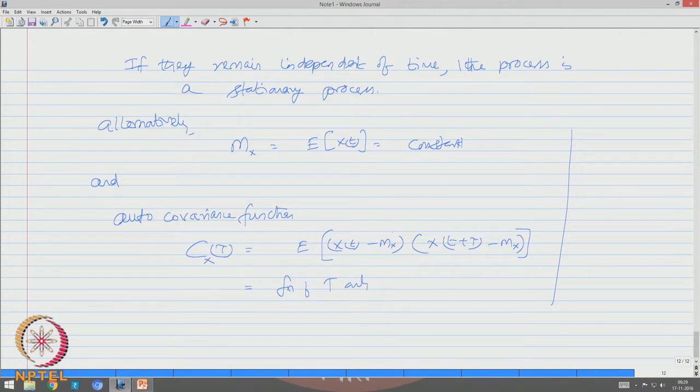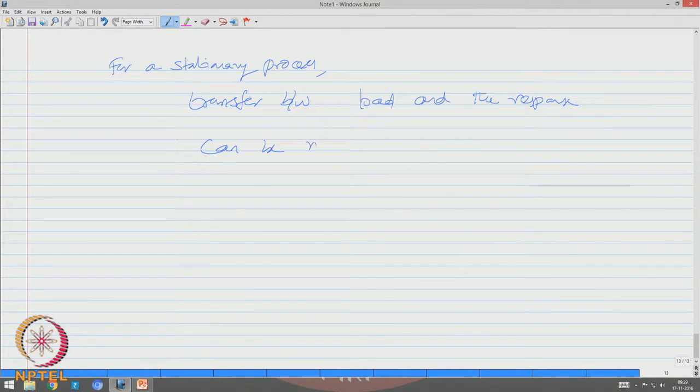One can now ask me a question: what is the essential advantage of considering the loading or the process as a stationary process? That is a good question. Let us try to answer this. Friends, for a stationary process, we have a very serious advantage. Let us highlight this and understand this. For a stationary process, the transfer between the load and the response which we are interested in can be modeled as a linear time invariant system. That is a very, very interesting statement, and it is one of the very serious advantages we have.